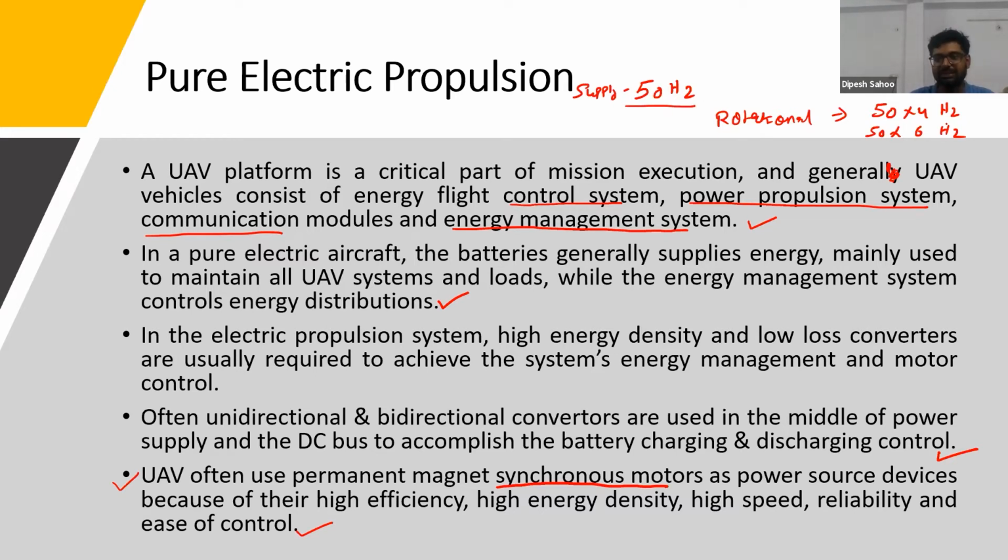If it is 60 hertz, then the first one will be 60 multiplied by 4, which is 240 hertz or 240 RPS, and 60 multiplied by 6 is 360 hertz or 360 RPS. This is why we call it a synchronous motor.